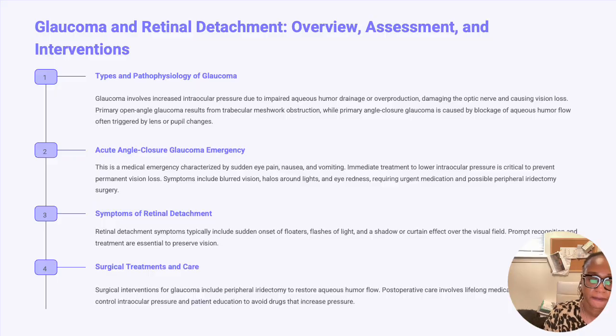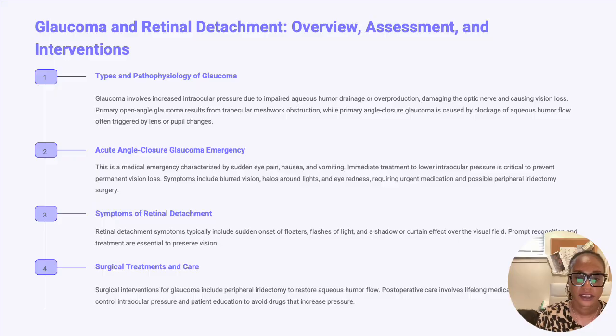This is a medical emergency. Acute closure glaucoma emergency. This is a medical emergency characterized by sudden eye pain, nausea, and vomiting. Immediate treatment to lower intraocular pressure is critical to prevent permanent vision loss. Symptoms include blurred vision, halos around lights, and eye redness, requiring urgent medication and possible peripheral iridectomy surgery.